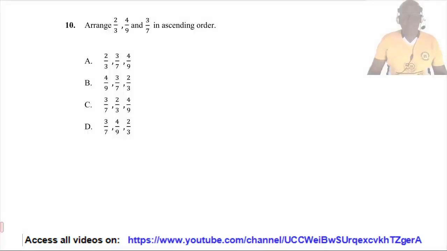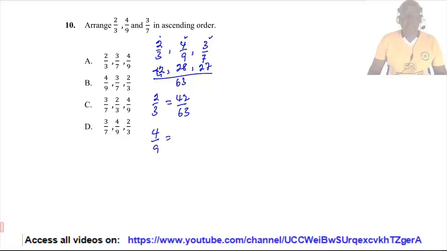Question 10. Arrange 2 over 3, 4 over 9, and 3 over 7 in ascending order. We are to compare 2 over 3, 4 over 9, and then 3 over 7. The LCM of 3, 9, and 7 equals 63. 3 goes into 63, 21 times, 21 times 2, we shall get 42. 9 goes into 63, 7 times, 7 times 4, we shall get 28. 7 goes into 63, 9 times, 9 times 3, 27. Therefore, 2 over 3 is the same as 42 over 63.